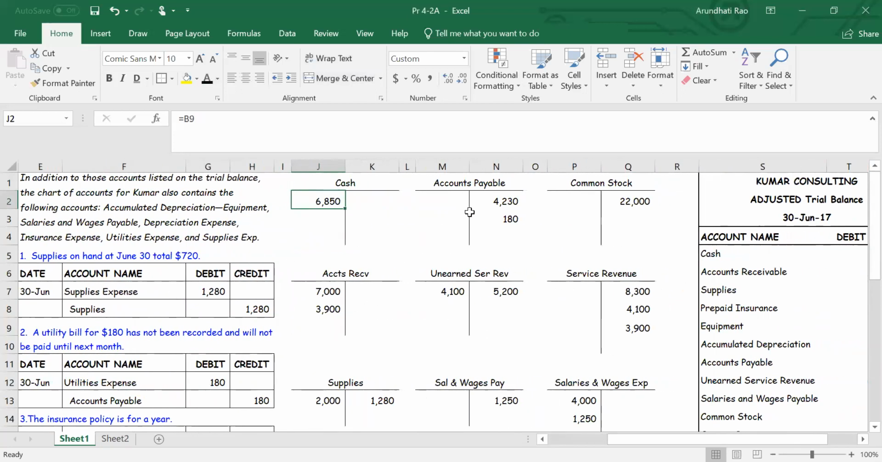So here's what I need to do. I need to close all of these accounts. So I'm going to go through the process of drawing a double underline under the number if there's only one number in the T account, which means no adjustments were made.